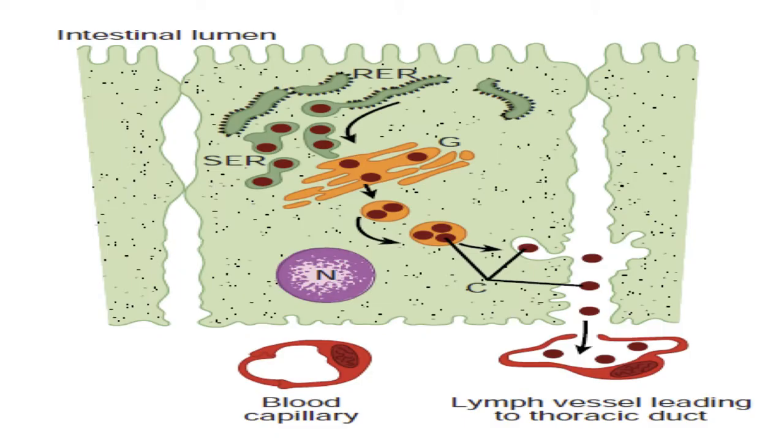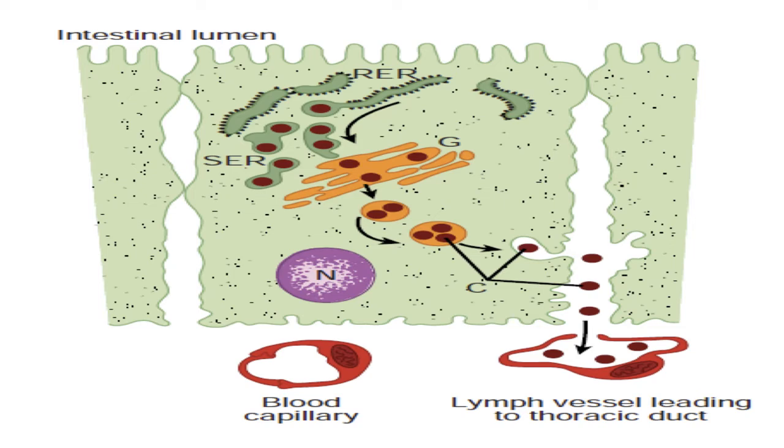Synthesis of triacylglycerols, phospholipids and cholesterol occurs in the smooth endoplasmic reticulum. As I said earlier, synthesis of ApoB48 occurs in the rough endoplasmic reticulum. After their synthesis, both ApoB48 and the lipids from the SER are incorporated to form chylomicron. This formation occurs during the transition from ER to Golgi, where particles are packaged in secretory vesicles.